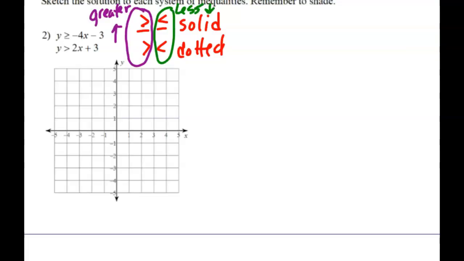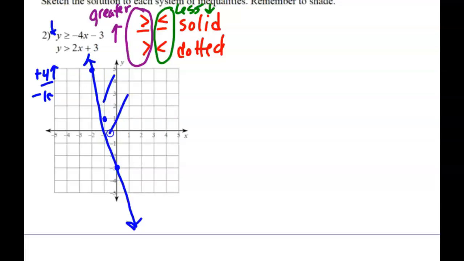So if I do in blue this first one, it would start down at -3. It's supposed to go down 4 and over 1. But I don't have room for that. So I'm going to go up 4 and back 1 to the left a couple times. And that one is a solid line because it has the or equal to. And it is a greater than, so I'm going to shade on the side where the y-axis points up.